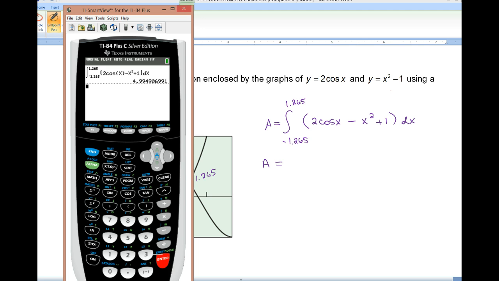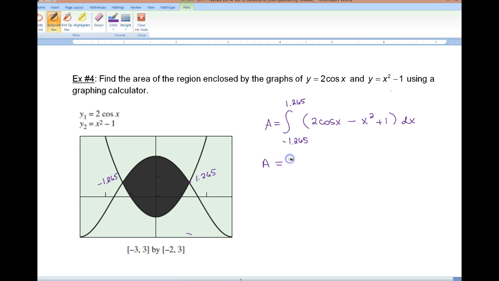Okay, so what do we get? 4.995. So it's units squared. I'm not so concerned about including units on these since they're not application problems. If you put units squared, that would be fine. Any questions so far?